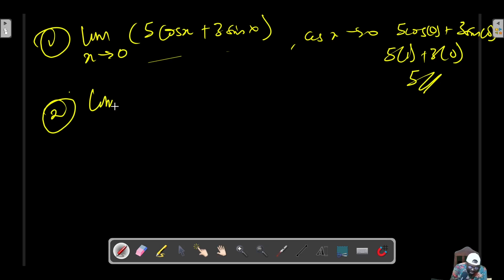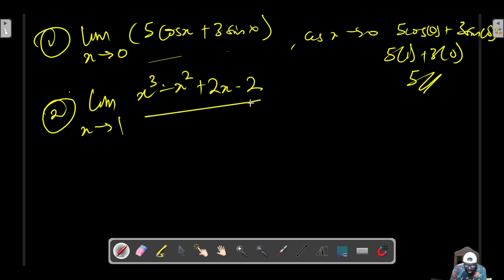Now the second question is the limit as x is approaching 1 of the expression x cubed minus x squared plus 2x minus 2, all over x cubed plus 3x squared minus 4x. You realize that for this particular limit expression, we have a polynomial on the numerator and also a polynomial on the denominator. And I've said earlier that whenever you do direct substitution or apply the limit rule directly and you end up with an indeterminate form of 0 over 0, what do you do?